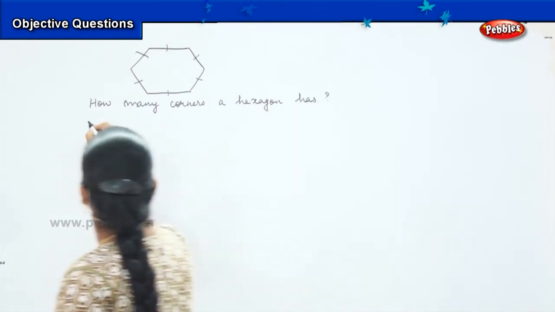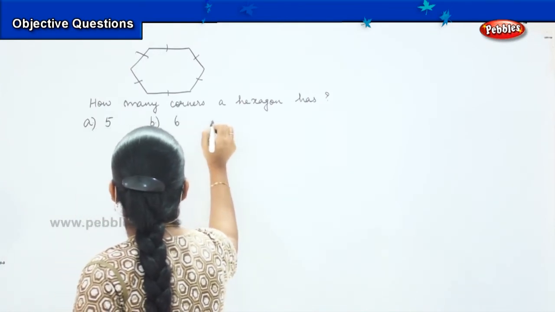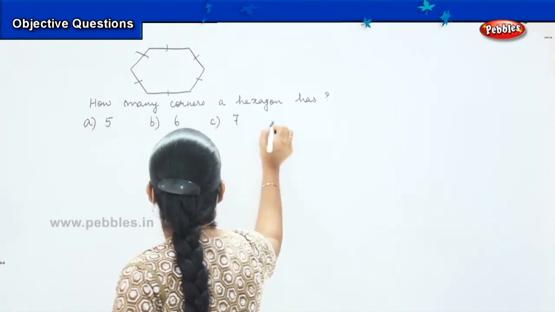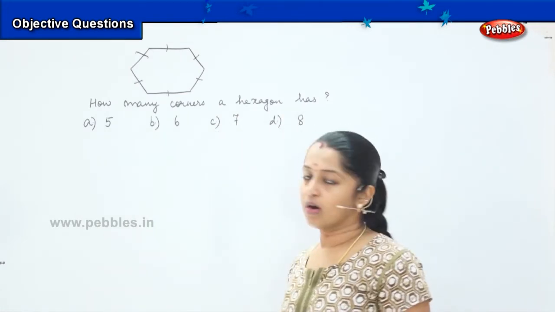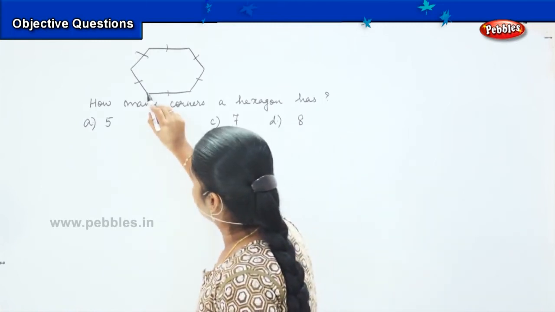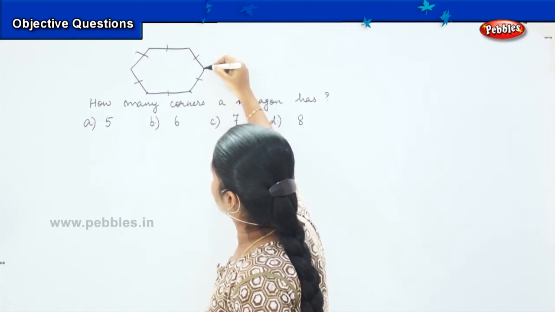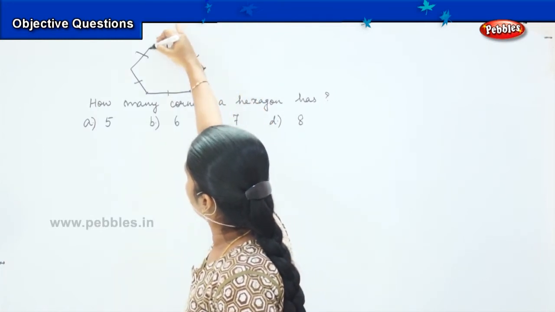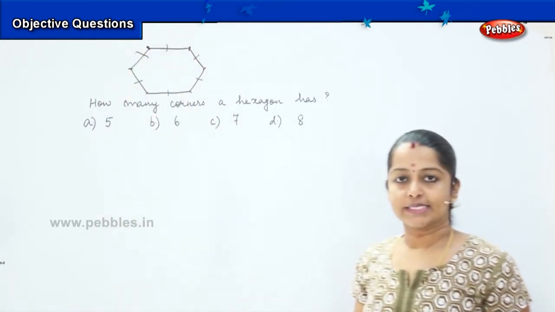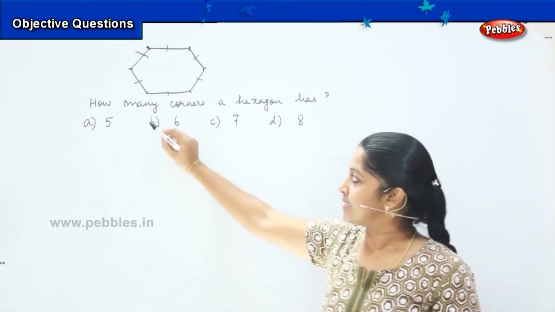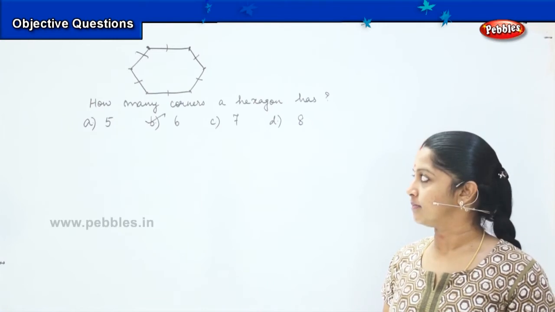And your options are A, 5, B, 6, C, 7, and D, 8. So how many corners are there? Shall we count the corners? We'll start from here. It's 1, 2, 3, 4, 5, 6. So how many corners a hexagon has? It has 6 corners. So my option B is the right answer.